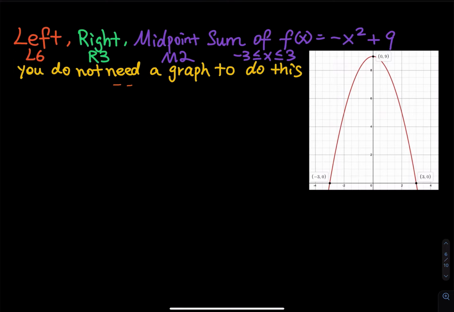We are trying to estimate the area under the curve of f of x equals negative x squared plus 9. So this is a parabola facing down where x goes from negative 3 to 3. That is the domain that we are focusing on. And then I am trying to estimate the area using left sum with 6 subintervals, right sum with 3 subintervals, and midpoint sum with 2 subintervals. Another word for subinterval is subdivision.